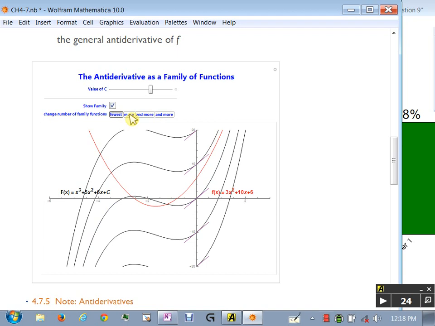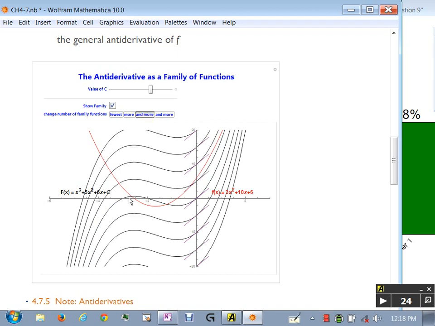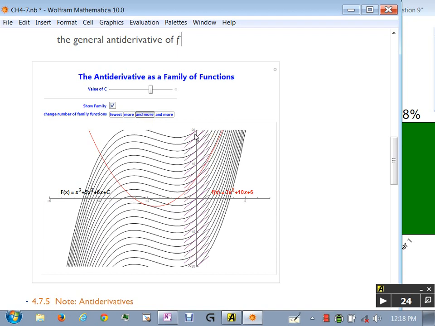I could throw in a couple more. Any of those would be in the family. And again, do you see the property that they all share the same slope, same tangent line there? I can move this value around, doesn't matter where it is. That entire family shares the same derivative.